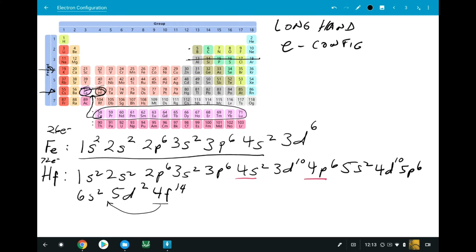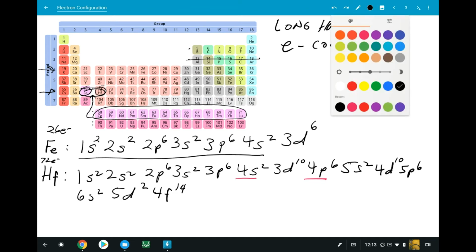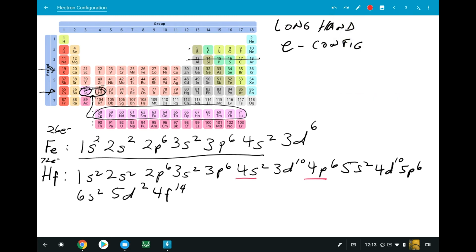And this is the longhand method. Wow, this can get really tedious. It can get a little crazy. So the best method that I tend to like is the shorthand method. Let me show you how that works. Okay, and I'm going to do that in a different color. So let's do that in red.